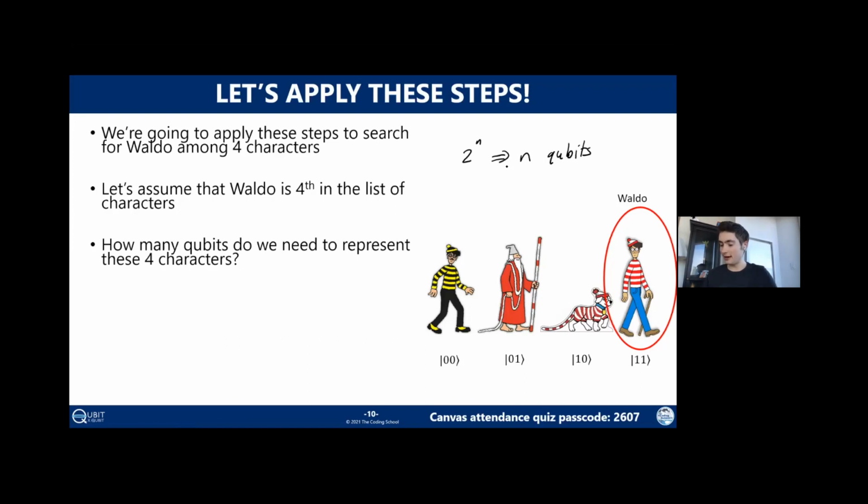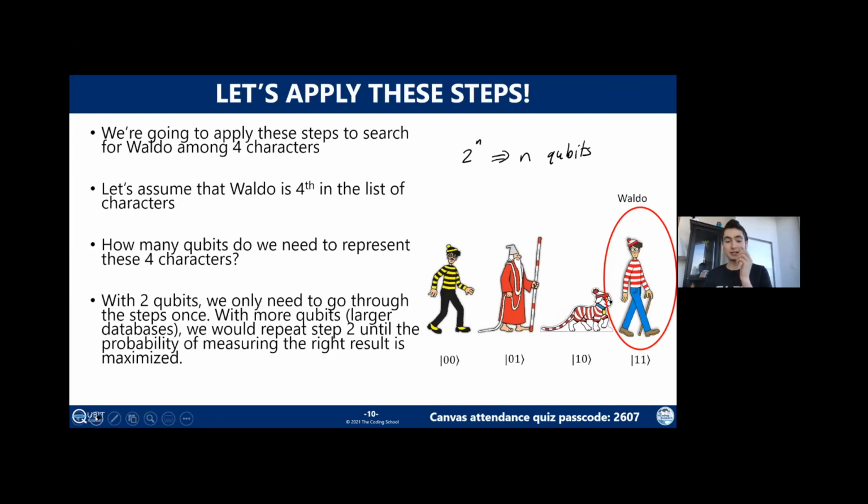Okay, so here we have 4 things, which is 2 to the 2. And so we're going to need only 2 qubits to mark all these possible states. Now, it turns out for Grover search over 2 qubits, we only need to go through these steps 1, 2, 3 once.